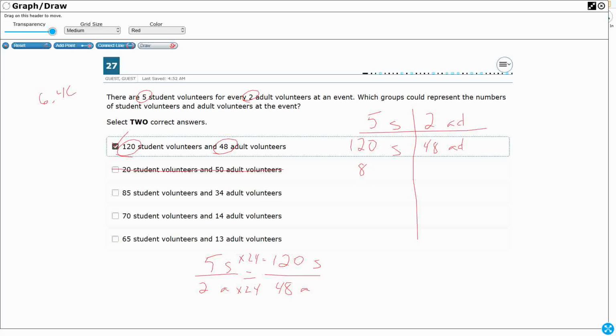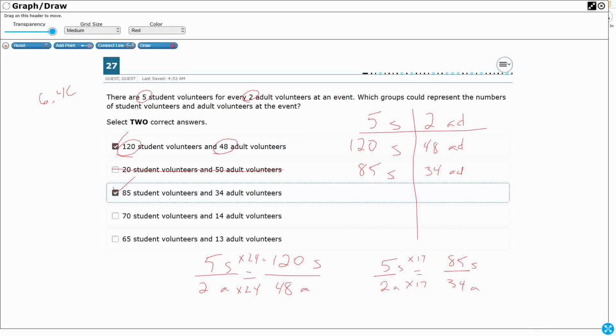All right, 85 and 34. Okay, so if I have 85 students, how many adults do I have? Well, let's set up that same proportion. I've got 5 students, 2 adults, and it needs to equal 85 students. All right, so 5 times what makes 85? All right, so 5 times 10 is going to get me 50, and I need another 35 to get up there, so that's going to be 17. So 17, that's going to be 34. Okay, so that looks like that's going to work. 85 and 34. So it looks like that first and third option.